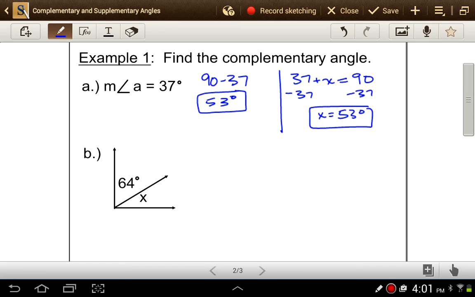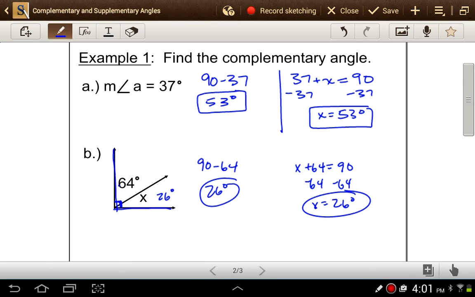Okay, for B, in this one, I don't tell you that they're complementary, but I do show you a picture. Now, in the directions, we know they're complementary, but here's a picture, so I don't have to tell you that they're complementary because you can see that this angle here is 90 degrees, which means the two angles that make it up add up to 90. So again, the short way would be to do 90 minus 64, and 90 minus 64 is 26 degrees, so this would be 26. Or you could say, x plus 64 equals 90 degrees. Subtract 64 from both sides. So x equals 26 would work. Okay? If you need to pause, go ahead. Otherwise, I'm going to move on to the next example.